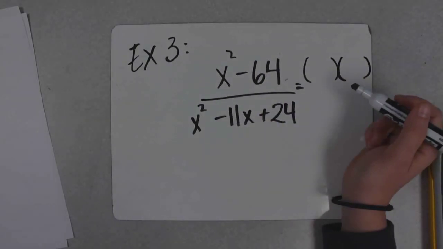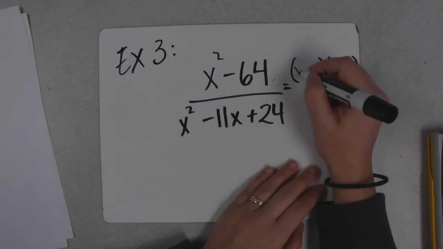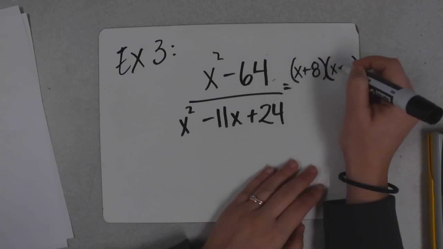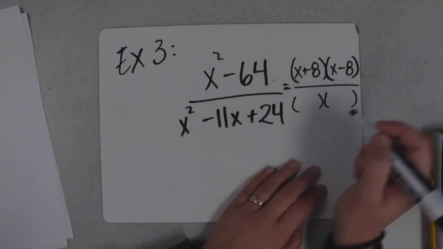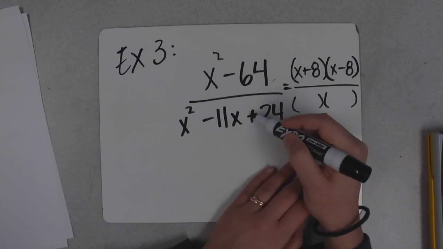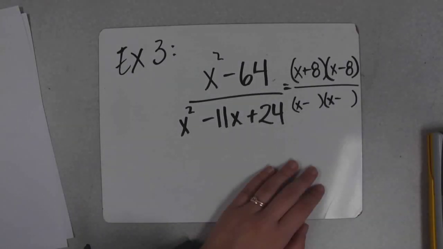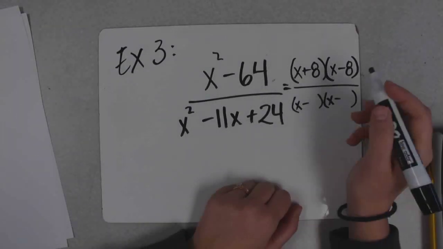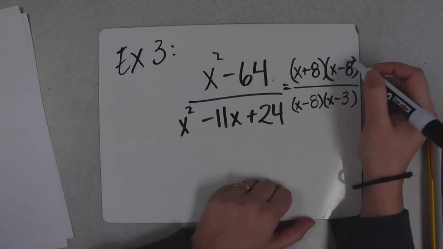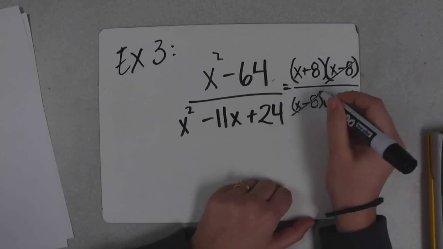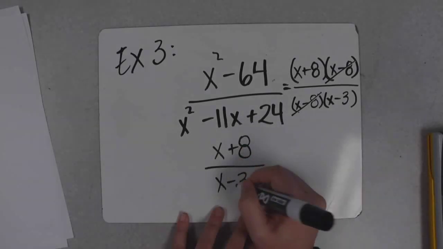This is actually a difference of perfect squares. So I can just take the square root of 64 and split up the x squared to give me an x plus 8 and an x minus 8. Now on the bottom, I've got a trinomial, that means another T-chart. This sign is a plus, this is a minus, telling me I'm going to have an x minus and an x minus. Factors of 24 that add to negative 11 are a minus 8 and a minus 3. Once again, I have a common factor of x minus 8, so my final answer would be x plus 8 over x minus 3.